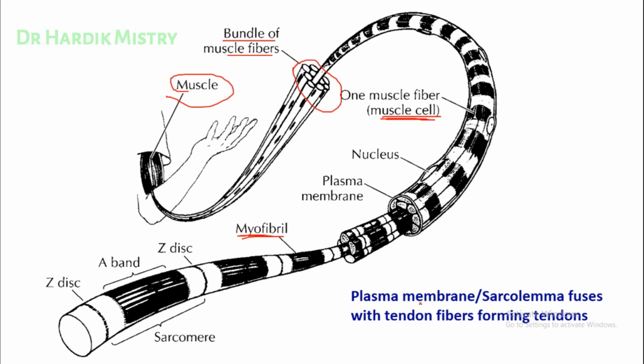The plasma membrane of the muscle cell is known as the sarcolemma, and it fuses with the tendon fibers forming the tendons. So the plasma membranes of all the muscle fibers fuse together to form the tendons, and these tendons attach to the bone. So what are tendons made up of? Tendons are made up of the plasma membranes of the muscle cells.